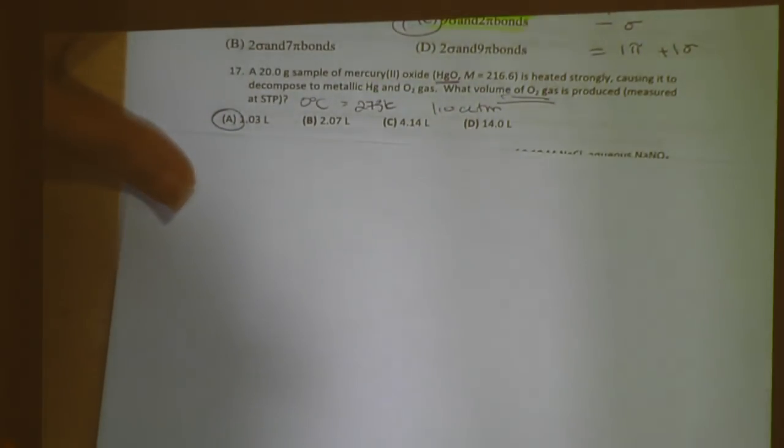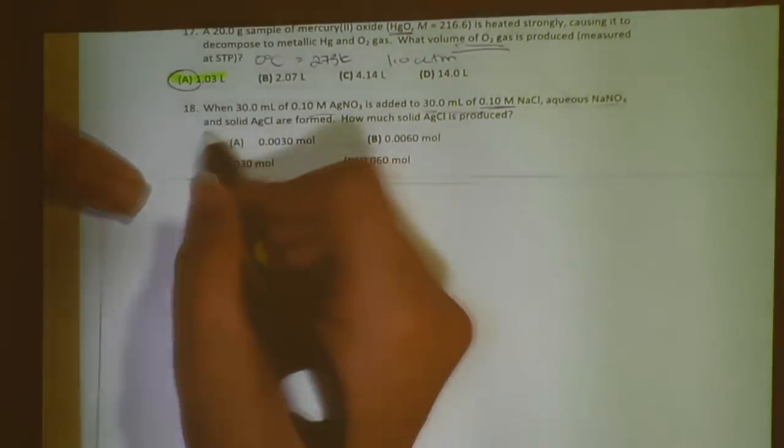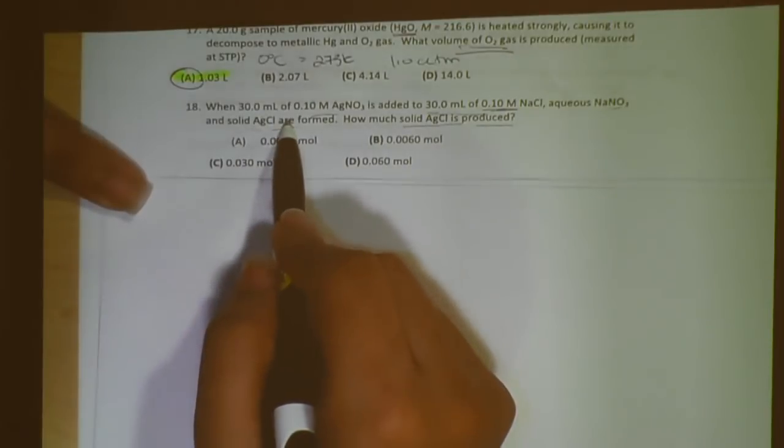So this one is 18. When 30 milliliters of 0.10 mole AgNO3 is added to 30 milliliters of 0.10 moles NaCl, aqueous NaNO3 and solid AgCl are formed, how much solid AgCl is produced? So this one, all it's asking for is limiting reagent, basically. Excuse me, not limiting reagent. It's a molarity type of problem.